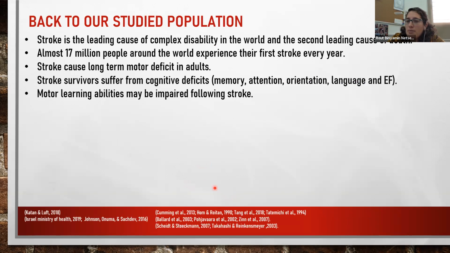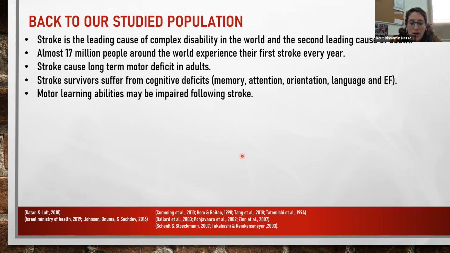So back to our studied population, why they interest me so much. Stroke is the leading cause of complex disability in the world and the second leading cause of death. Almost 17 million people around the world experience their first stroke every year. In Israel, it's approximately 18,000 each year. And stroke causes long-term motor deficits and also cognitive deficits, such as memory, orientation, language, executive function, and more. And motor learning abilities may be impaired following stroke.